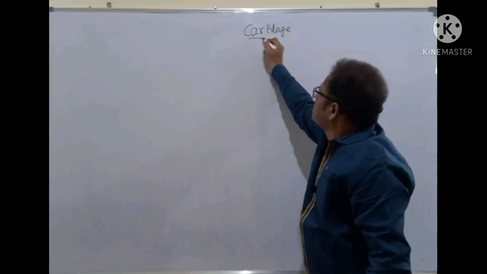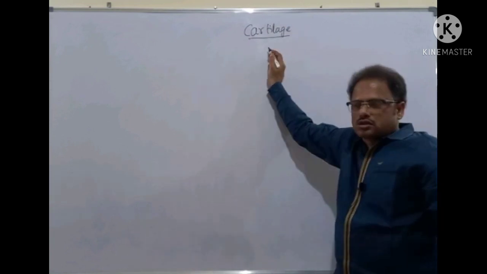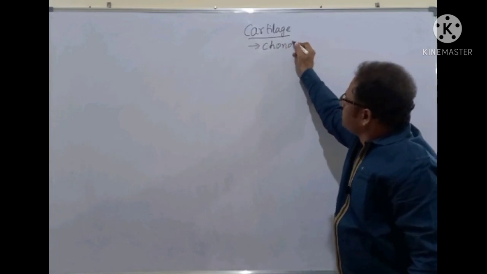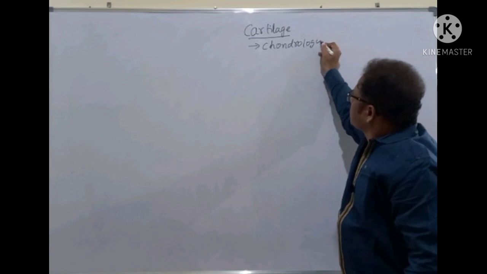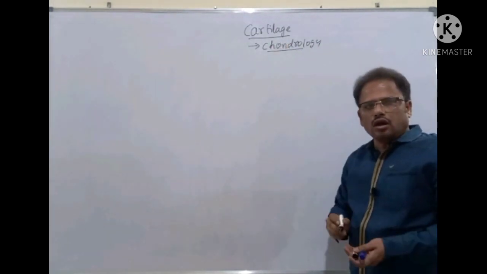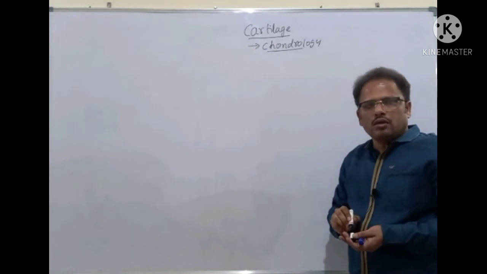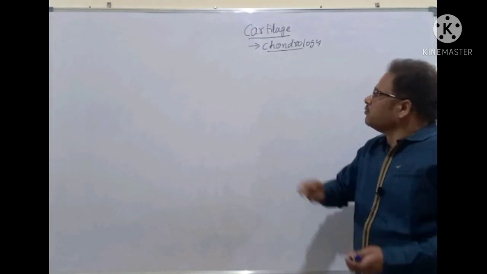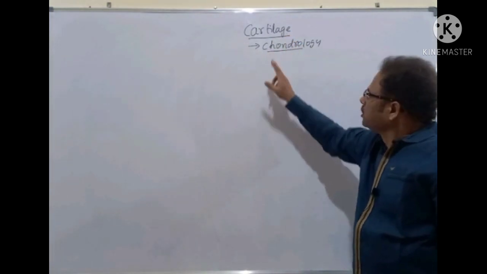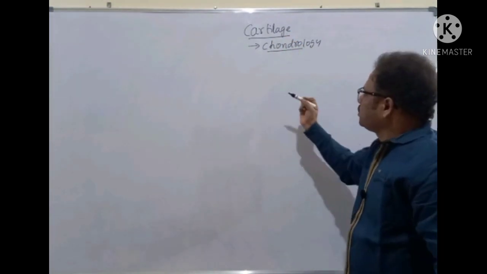Cartilage. The study of cartilage is called chondrology. Anything with chondro means related to the cartilage: chondrocyte, chondroblast, perichondrium, which are related to the cartilage.